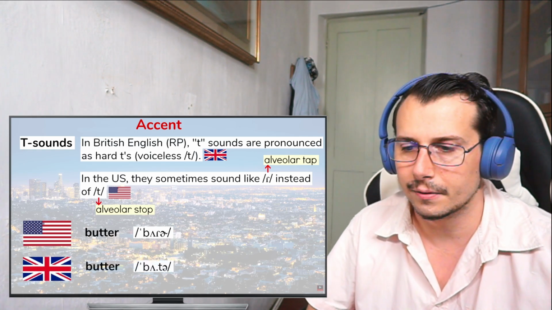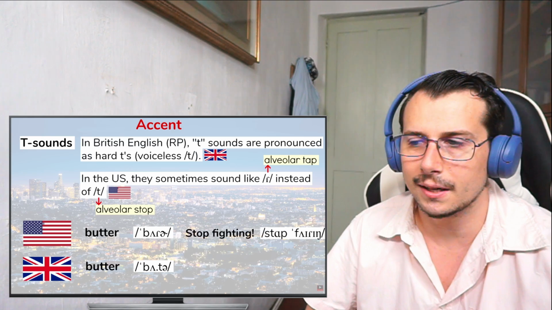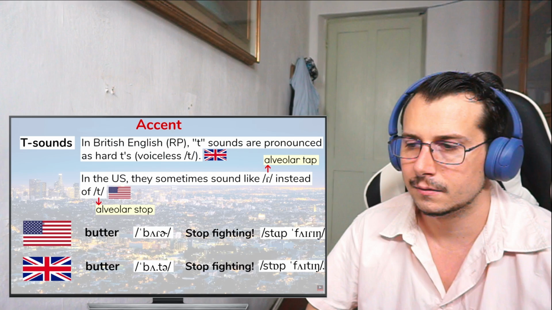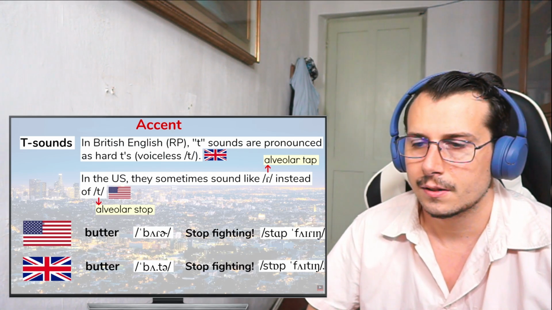In the UK, they say butter. In the US, stop fighting. In the UK, stop fighting. You may have also noticed that the O sound in the word stop was a little different.